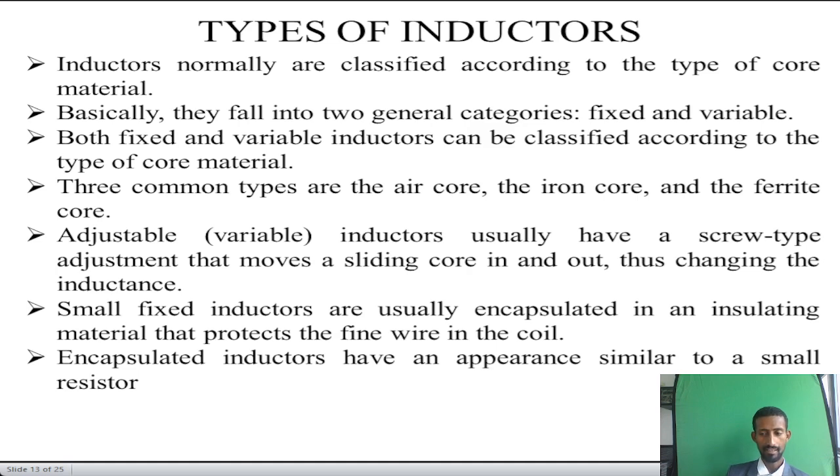Some fixed inductors are usually encapsulated in an insulating material that protects the fine wires in the coil. To avoid breaking the fine wires, we encapsulate them with protective material. Encapsulated inductors have an appearance similar to a small resistor. It may seem like a small resistor, but for the sake of protection, it is encapsulated by a protective component, but inside there is still a coil.